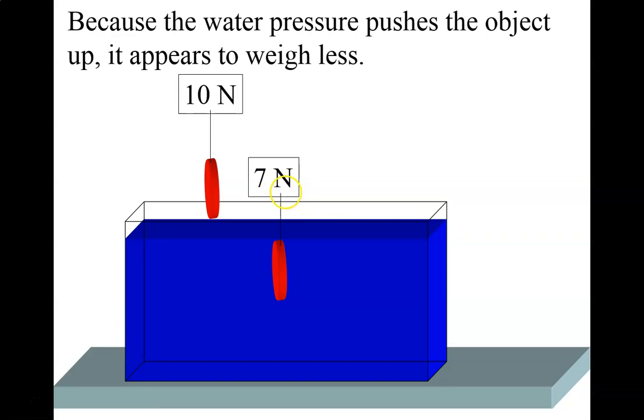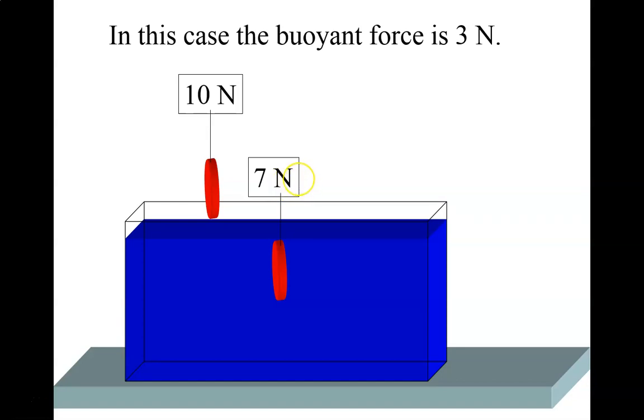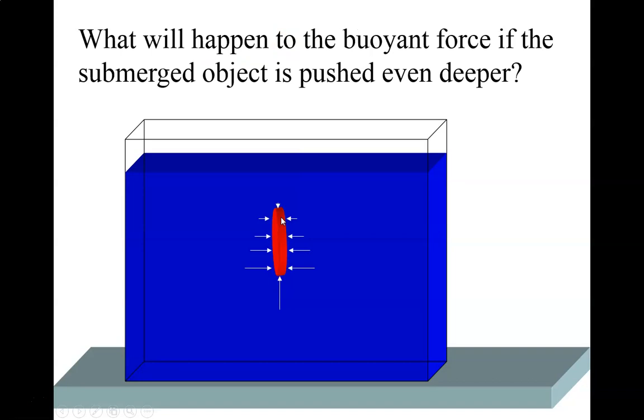This is because the water pressure is pushing up on it. It appears to weigh less. So the buoyant force in this case is 3 newtons, which is just the difference between the 10 and the 7. That means that the water is pushing up on it with a force of 3 newtons.